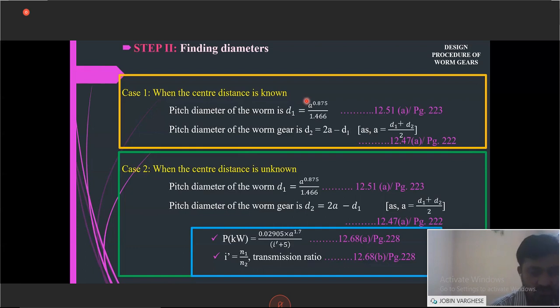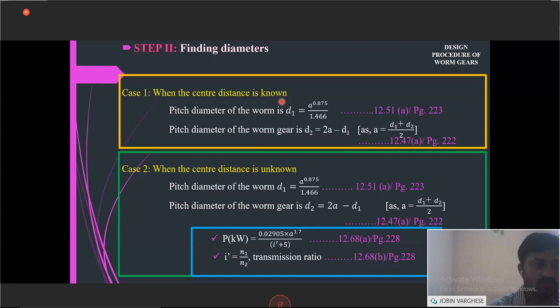If not given, we have to use this equation, where power will be given, that is how much power we have to transmit. Then I dash is the transmission ratio, that is N1 by N2. From this we have to calculate what is A. Once A is calculated, then we have to go for other calculations.